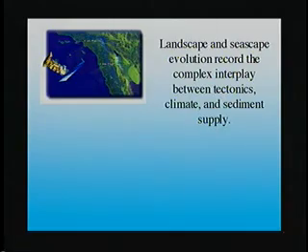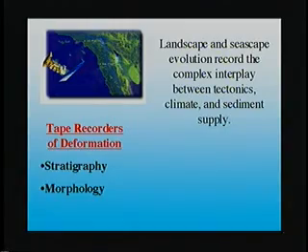The surface of the Earth, or the morphology, the relief, is what we're going to be talking about today, and what processes interact to control that. Landscape and seascape evolution record this complex interplay between tectonics, climate, erosion, and sediment supply. I don't want you leaving here today thinking that tectonics is the only process that controls morphology on planet Earth, but it leaves a dominant signature in the landscapes and seascapes, and we'll look at those today.